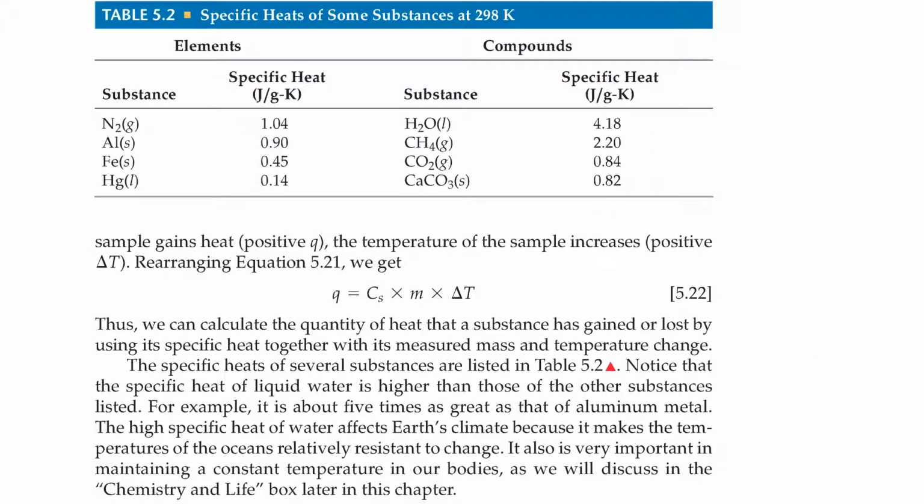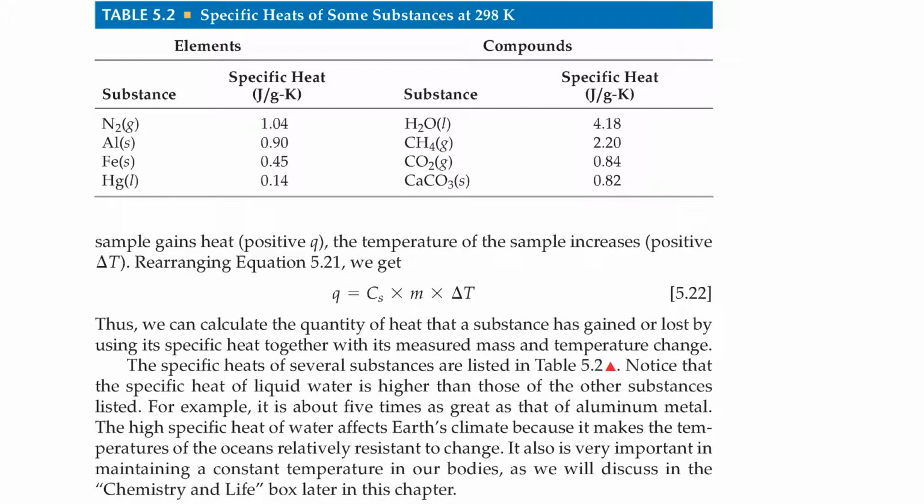When the sample gains heat, positive Q, the temperature of the sample increases, positive delta T. Rearranging equation 5.21, we get Q equals the specific heat times mass in grams times the change in temperature. Thus, we can calculate the quantity of heat that a substance has gained or lost by using its specific heat together with its measured mass and temperature change.